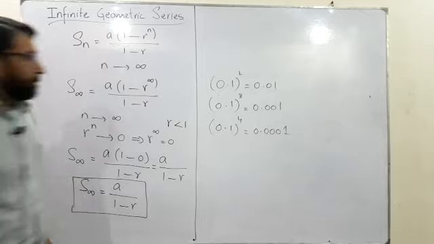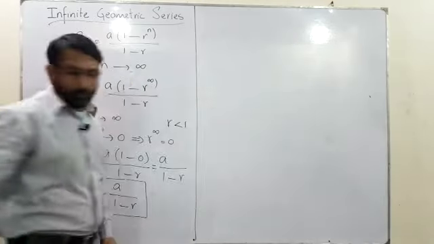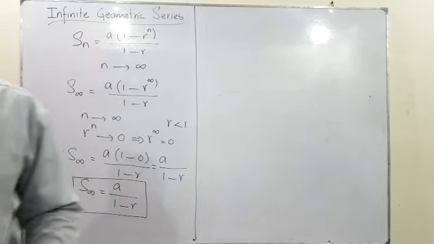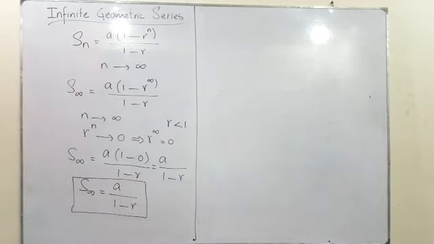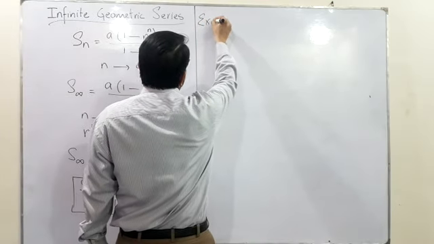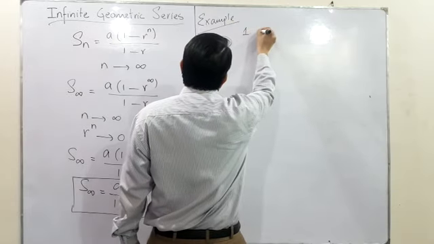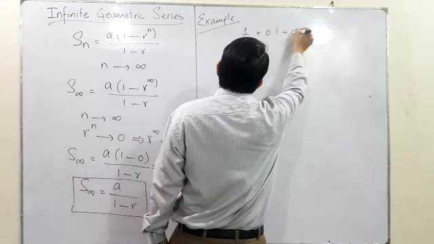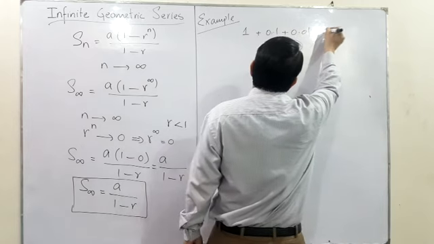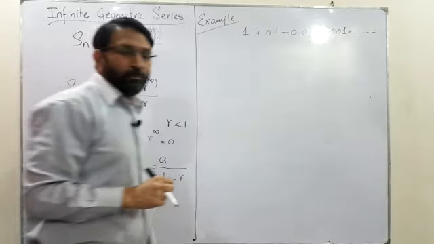Let us take an example in which you may be asked to find the sum of an infinite number of terms. Find the sum to infinity of the following sequence: 1, 0.1, 0.01 and 0.001. Here, this is 1 plus 0.1 plus 0.01 plus 0.001 and so on, and it goes to infinity.